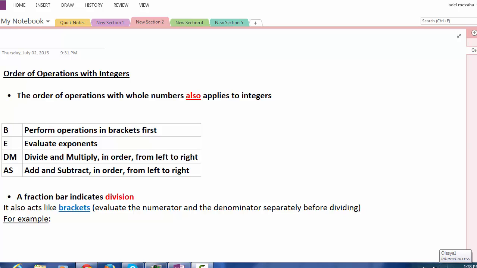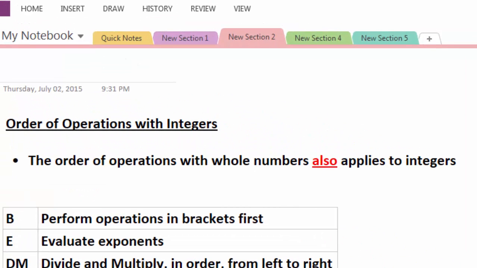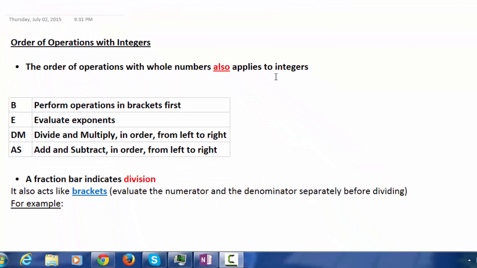Unit 9, Lesson 6, and this is the last lesson for Unit 9, Order of Operations with Integers. The good news is the order of operations with whole numbers also applies to integers. The word "also" is very important here. That means what we learned already with whole numbers applies exactly to the integers, so there is nothing new.